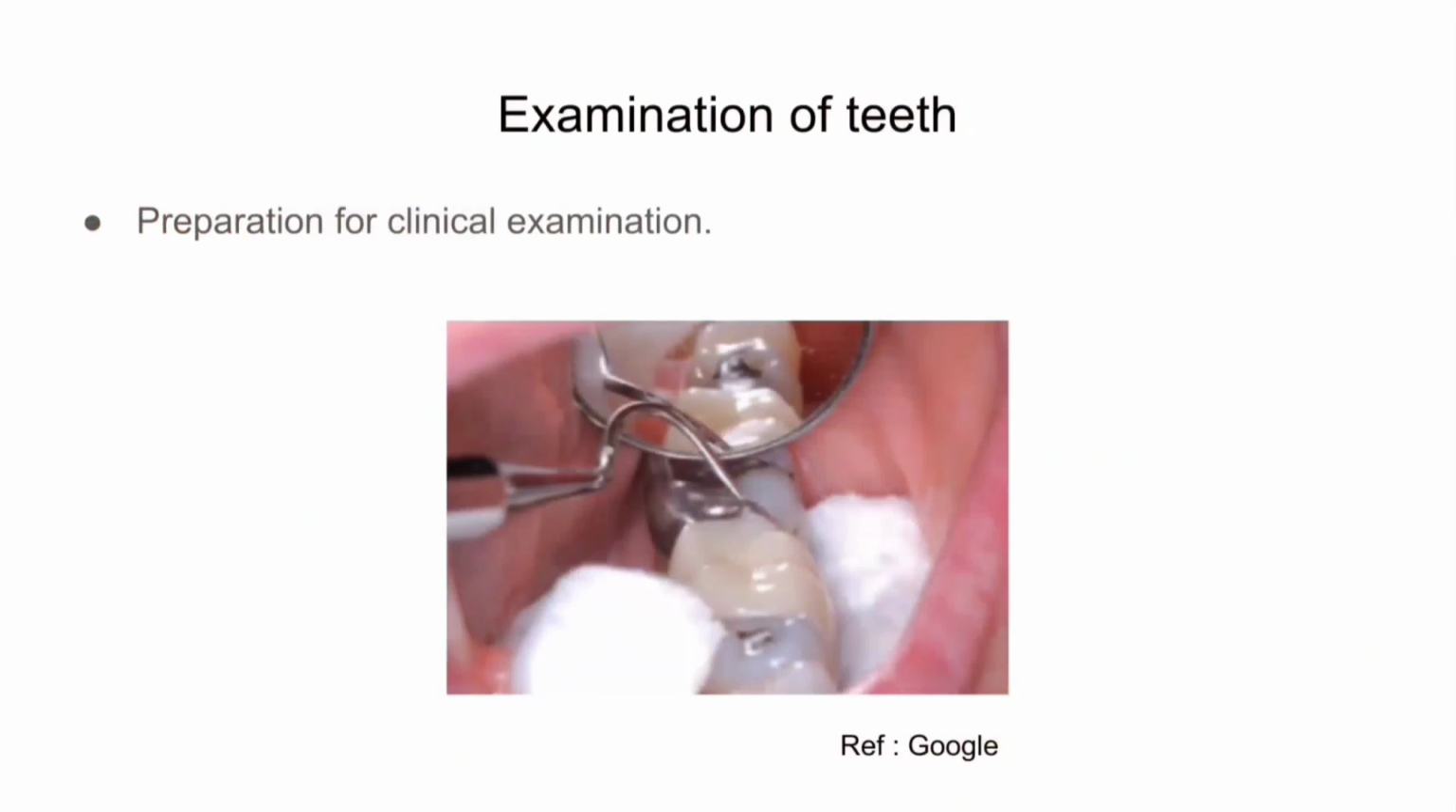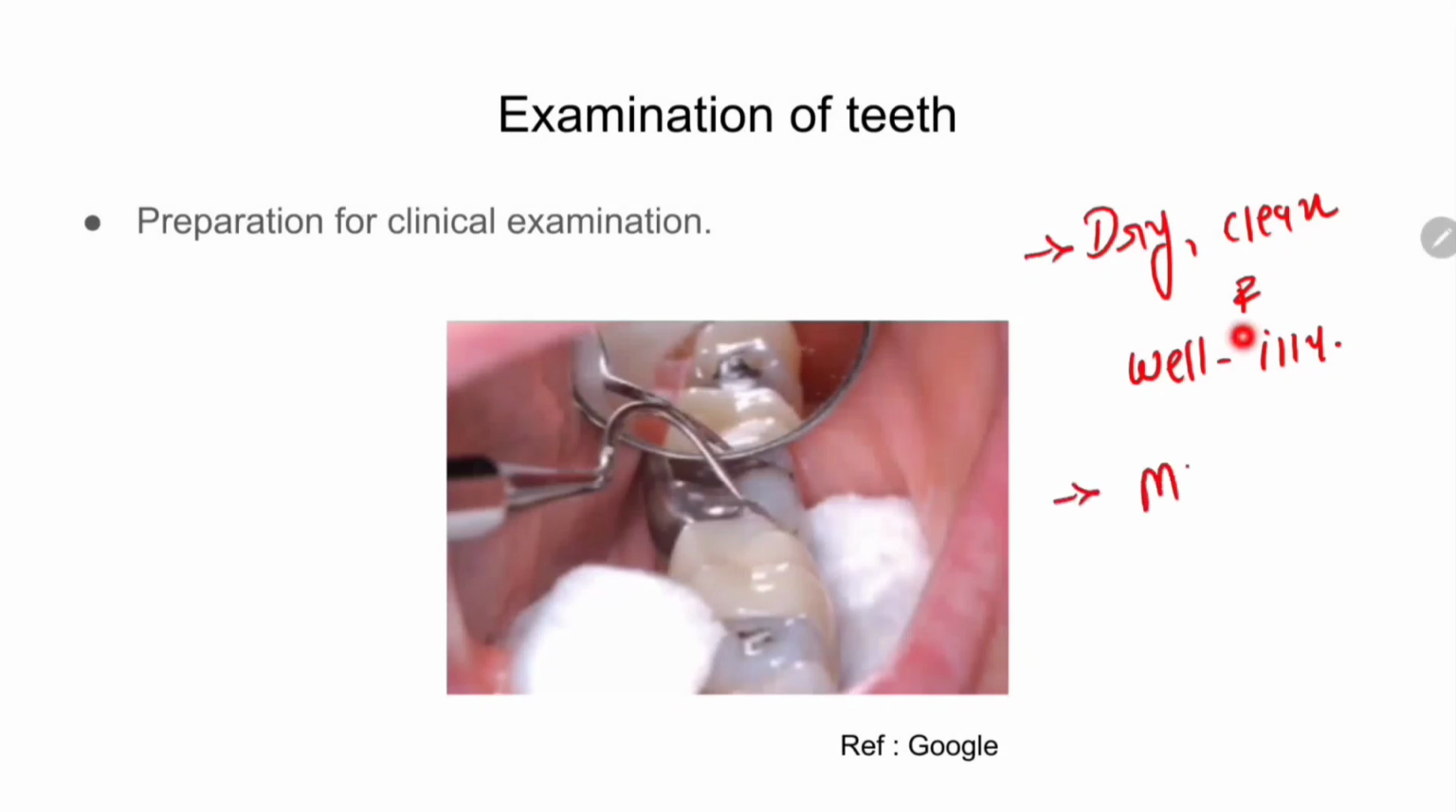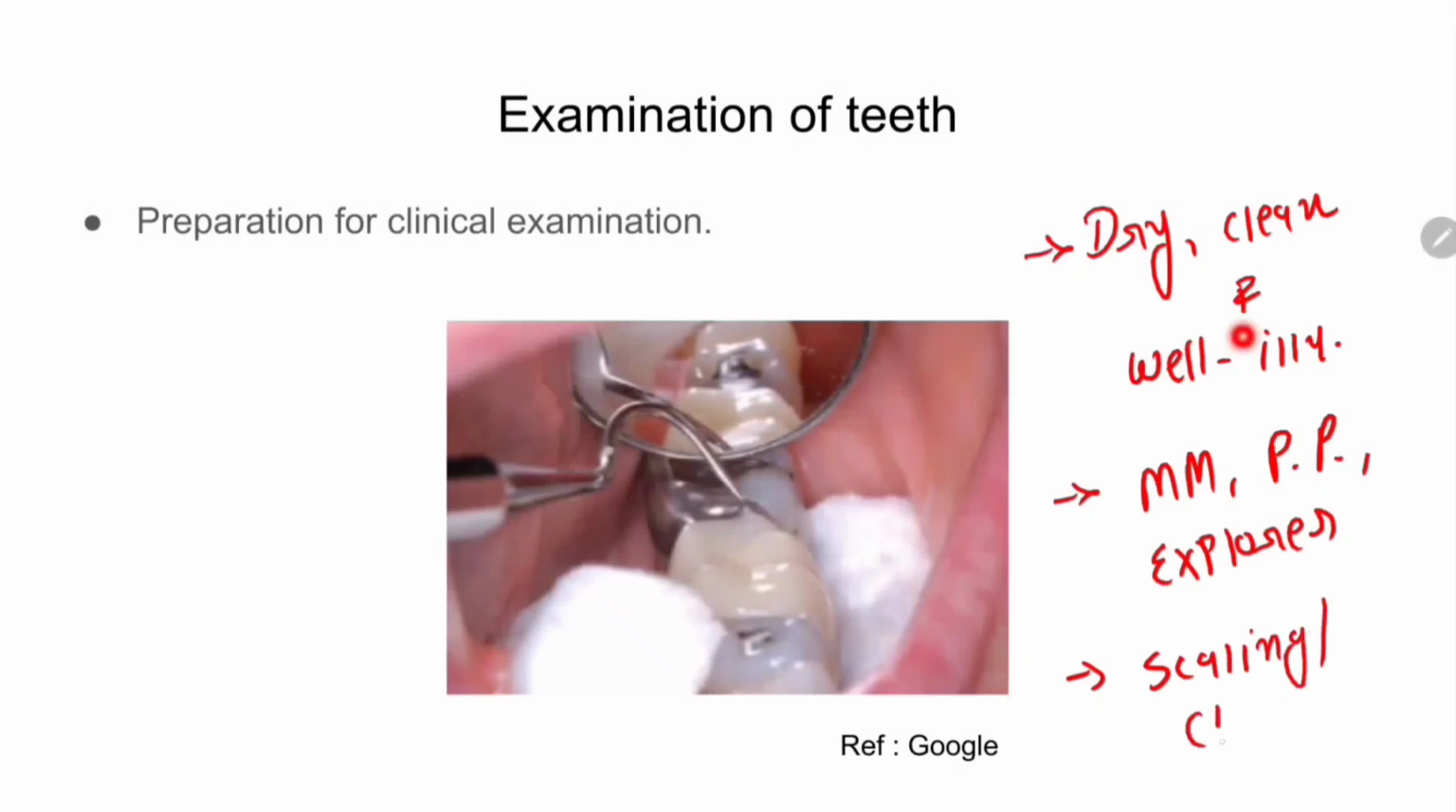Now next is examination of teeth. Before starting examination of the teeth, we follow some preparatory steps. The teeth should be dry, clean and well illuminated. Other than this, we require some instruments like a mouth mirror, periodontal probe and explorer, or we can use scaling or cleaning to properly diagnose dental caries, because sometimes we misdiagnose it with dental plaque.